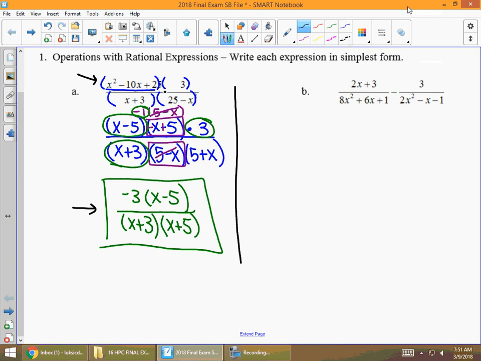Okay, B. We have a lot of factoring to do on B as well, but this is a subtraction problem. So we're working towards a common denominator. To make a common denominator, we need to see what they have in common to start with. So I'm going to factor my 8x squared plus 6x plus 1. 8 times 1 is 8. Two numbers that multiply to 8 and add to 6 are 4 and 2. So I'm going to split the middle.